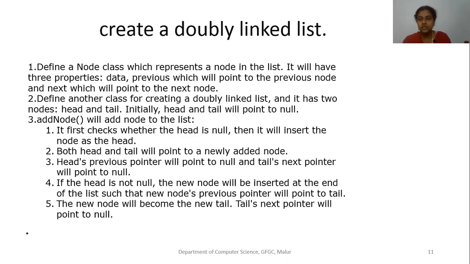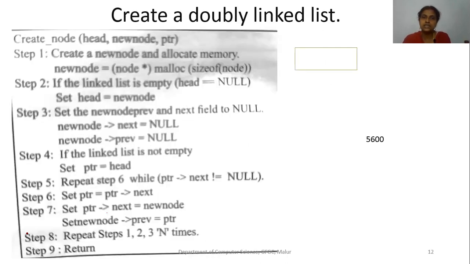Again, if it is null, take the address of the newly created node and give it to the first node's next part. So what will happen? A link will be established between your second node and the first node. So this is how we can create a double linked list. So the same way we will see the algorithm.